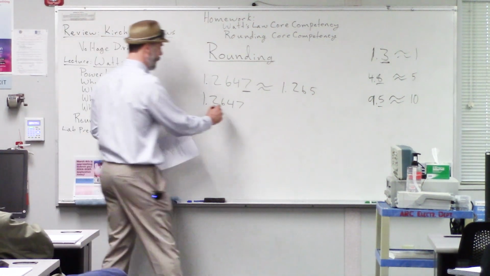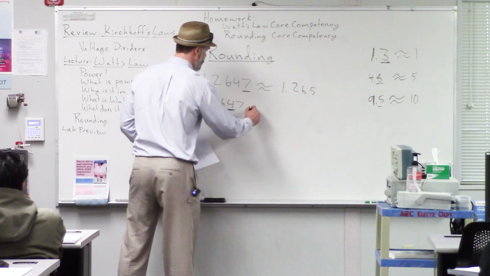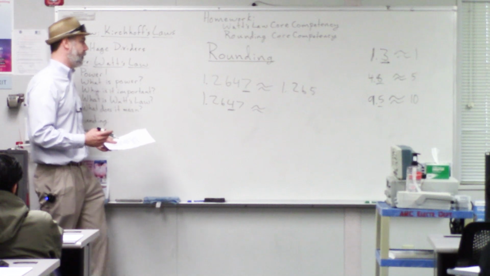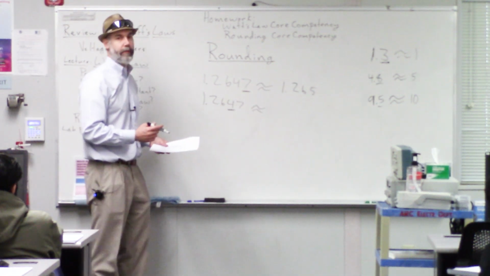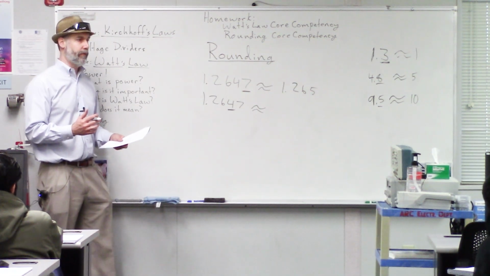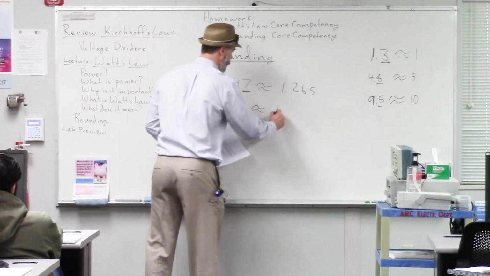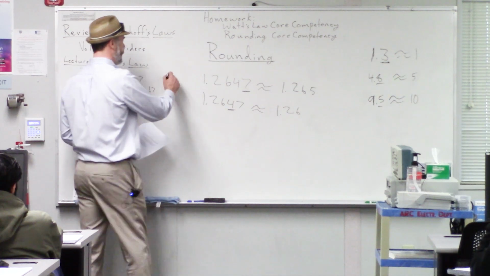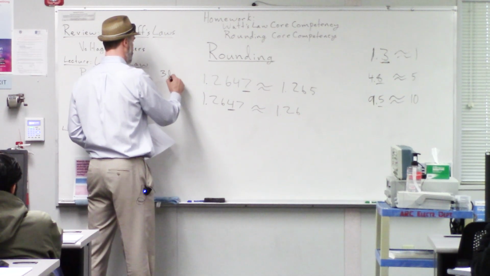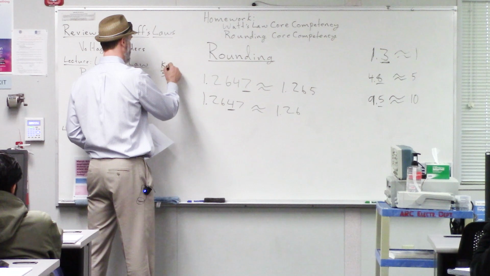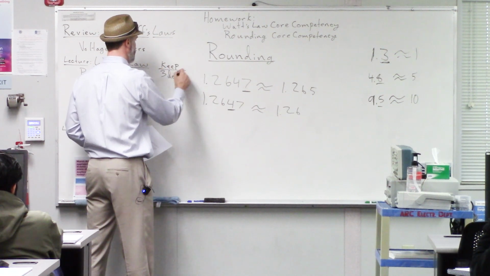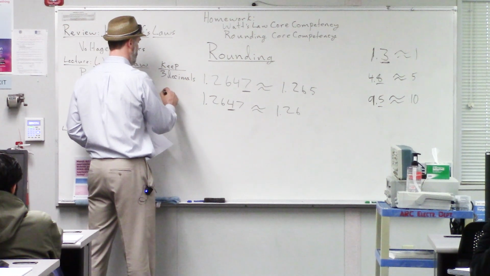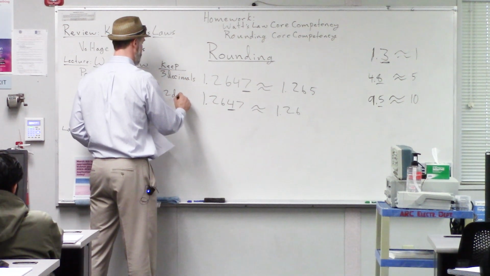Yeah, the 4. So we would look at that one. So does that round up or down? Yeah. Down. So then what number would I have over here? 1.23. Yeah, exactly. 1.26. Okay? So this is 3, so we wanted to keep 3 decimals. In this case, here we wanted to keep 2 decimals.